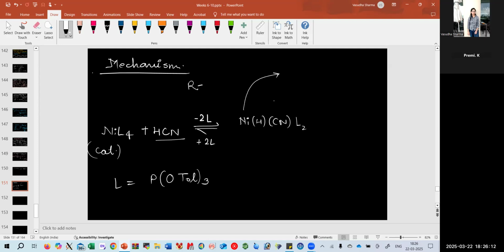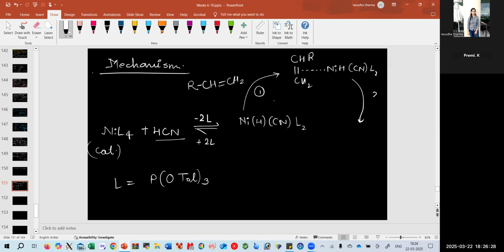Now we are introducing our alkene, which is our substrate. So this is our first step. Here it would try to coordinate with this one. This pi bond interaction would happen with the nickel center having H, CN, L2.